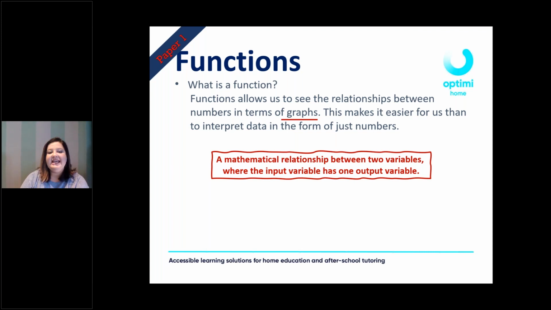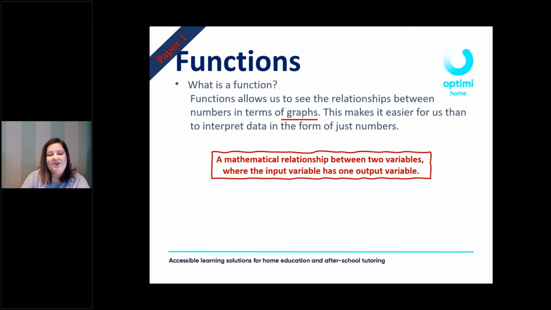So this means that if I have an x value that I substitute into an equation, I only have one y value that it yields. So your input value is your x value. Your output value is your y value.